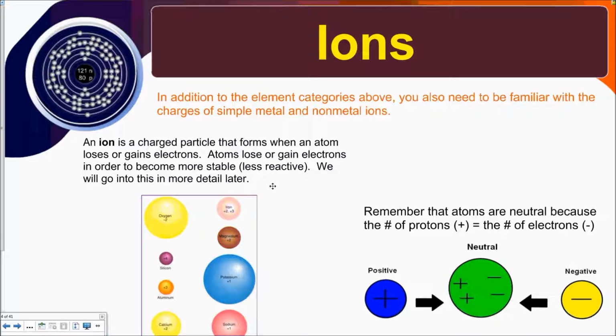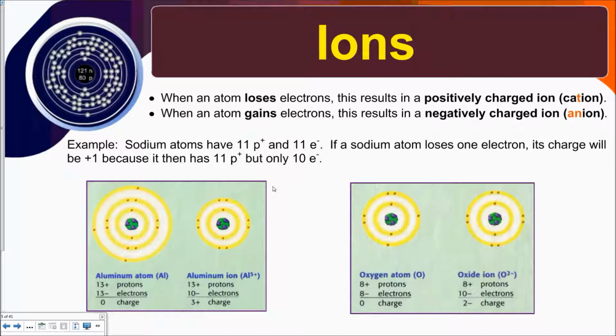Remember that atoms are neutral because the number of protons equals the number of electrons. When an atom loses electrons, this results in a positively charged ion called a cation. Notice how I have the T here in red. The reason is that the T in cation looks like a plus sign. It can help you remember that cations are positive. When an atom gains electrons, this results in a negatively charged ion called an anion. It's really important that you remember that.